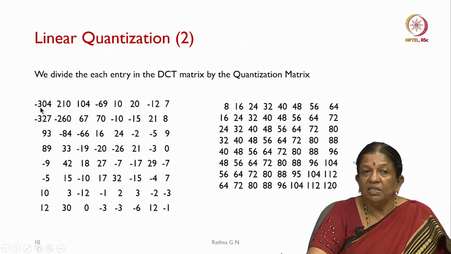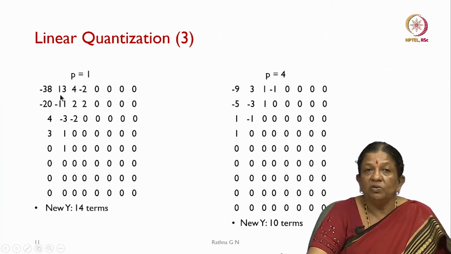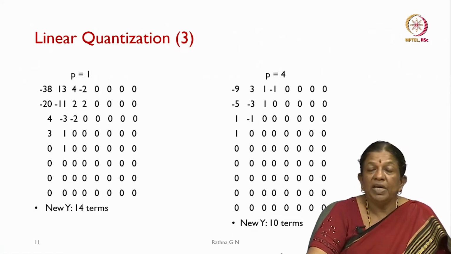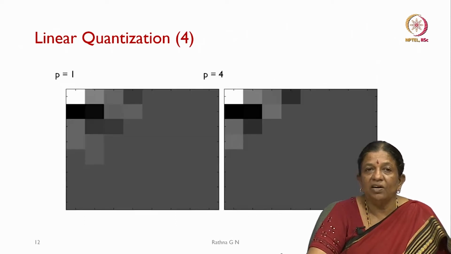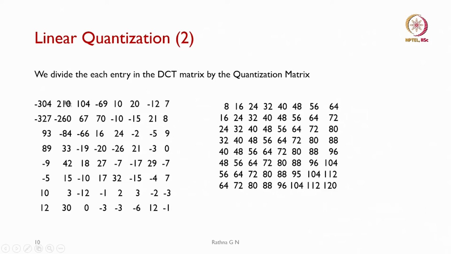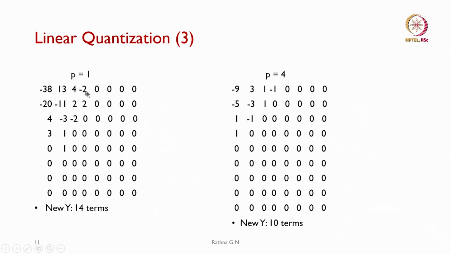The first one is our DC, which is going to be divided by 8. When p is equal to 1, this becomes minus 38, fine. You can compute and cross verify whether you are getting it correctly. The next one, 210, is going to be divided by 16, so you will be seeing that it is the value 13. For the rest of the values, a lot of them automatically become zeros, and only a few coefficients greater than 0 are left. This is the DC coefficient, and these are the few AC coefficients in the top corner that are left.